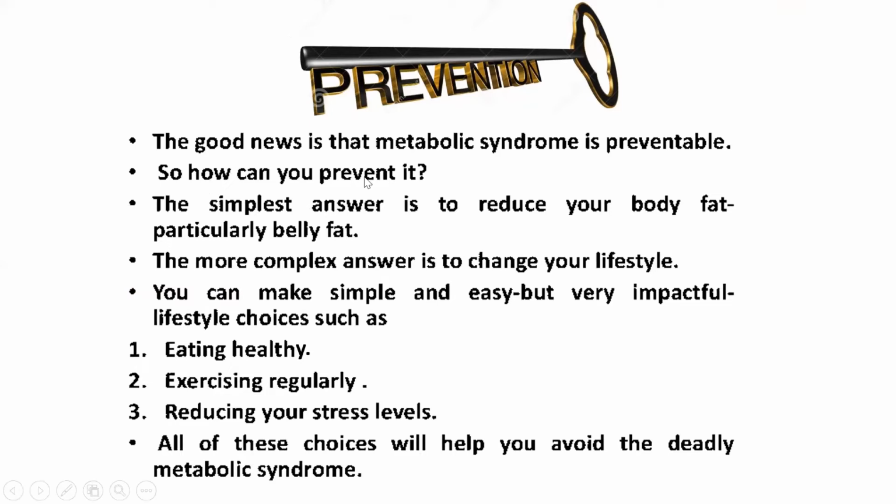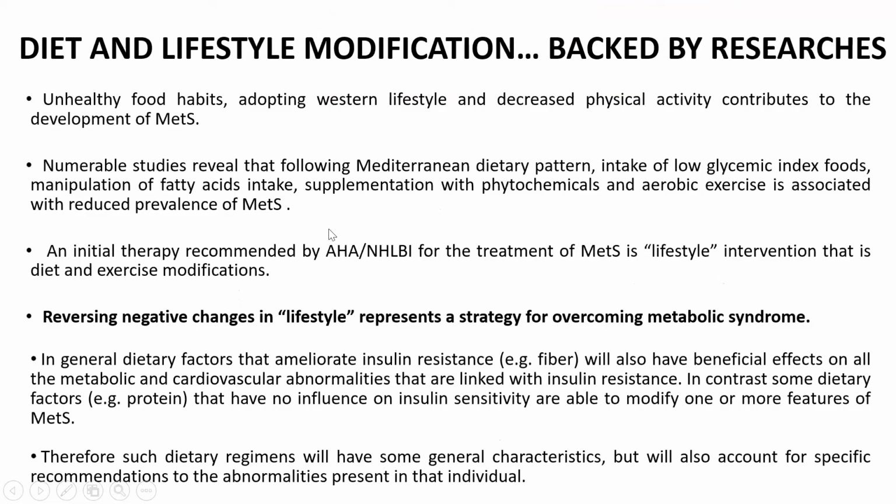So how can you prevent it? The simplest answer is to reduce body fat, particularly belly fat. The more complex answer is to change your lifestyle. You can make simple and easy but very impactful lifestyle choices like healthy eating, exercising regularly, and reducing your stress level. Here are some researchers. I'm not going to read all this because it is all related to reversing the negative changes in lifestyle to present a strategy for overcoming metabolic syndrome.